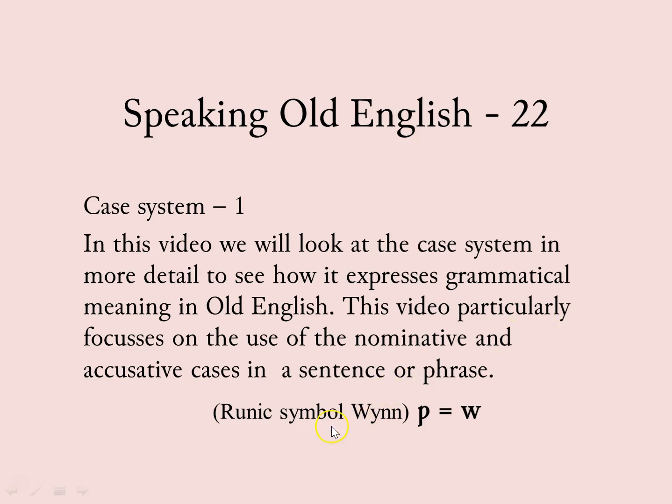Throughout this series of 3, instead of using the letter W, I'll be using the runic symbol Wynn, standing for W. Modern authors shy away from using this symbol because it looks very much like the letter P and can be confusing. But in the name of authenticity, I've chosen in this series of 3 videos to use the runic symbol Wynn, this one here.